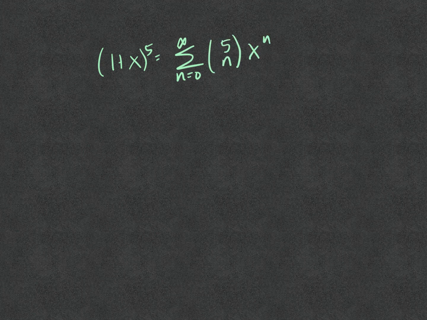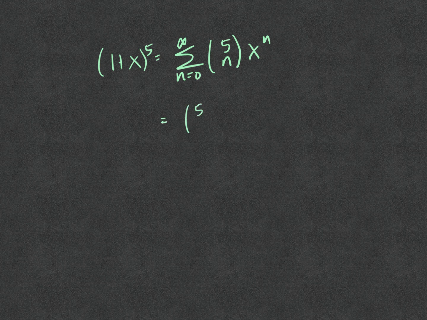So let's say we have (1 + x) to the 5th power. So using the Taylor series, which we could go back and look at. Hopefully you wrote it down. If not, pause, rewind, write it down. So we're going to look at the binomial expansion from n equals 0 to infinity, and our k is 5, 5 choose n, x to the n. So this is not bad.